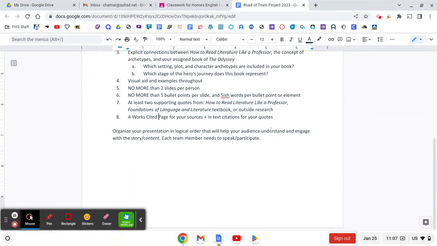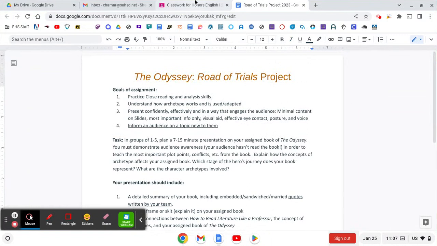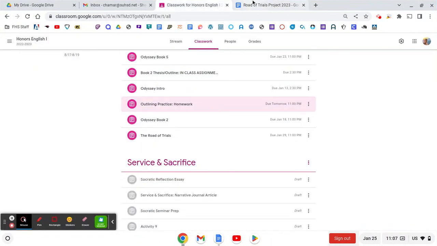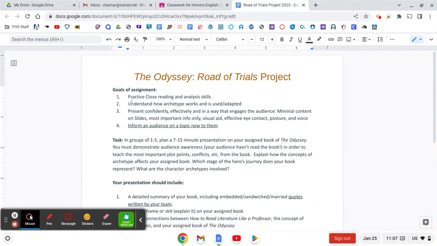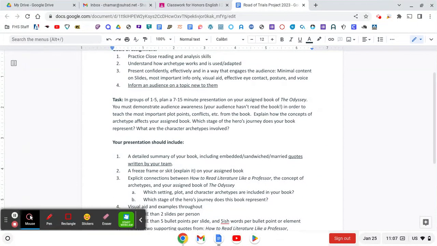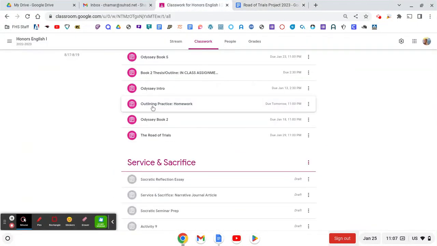All right. So I think that's all I want to go over. Again, as long as you are meeting the goals of the assignment, you should be good to go. Please discuss these directions with your team and go over the rubric as well to make sure you're meeting the expectations. And I'm really, really looking forward to seeing these presentations on Monday.